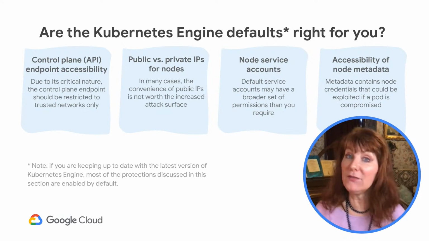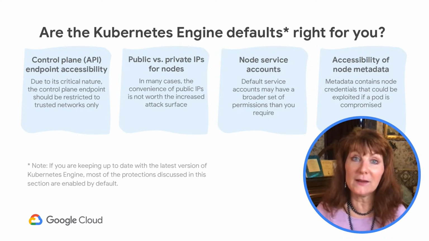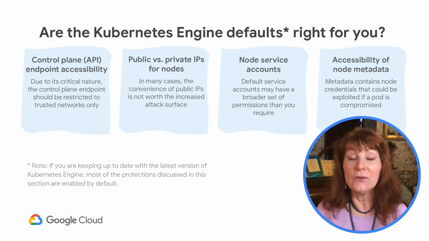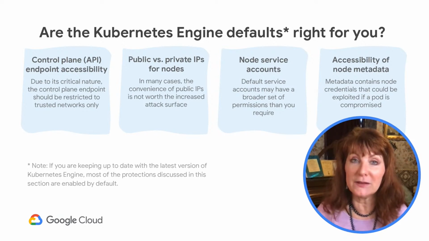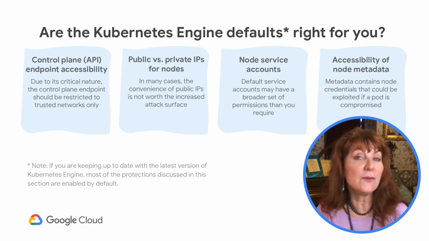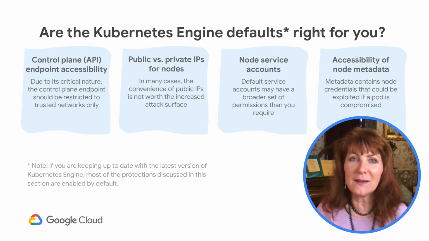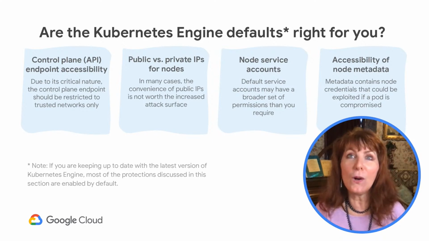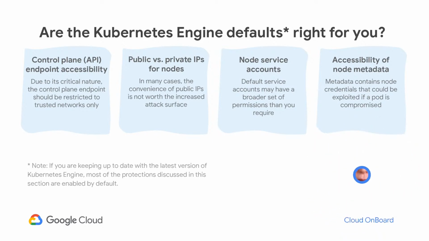Public versus private IP addresses for nodes. Now, in many cases, the convenience of a public IP is really not worth the increased risk of attack. Node service accounts. Default service accounts may have a far broader set of permissions than you really require. And of course, we want to follow the principle of least privileges as a best practice. Consider accessibility of node metadata. Remember, metadata contains node credentials that could be exploited if your pod is compromised. So these are all considerations that you must take into account.